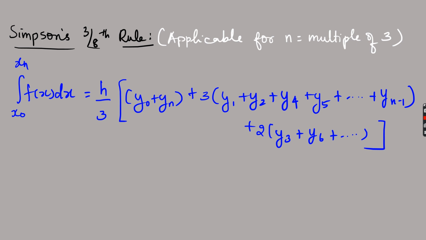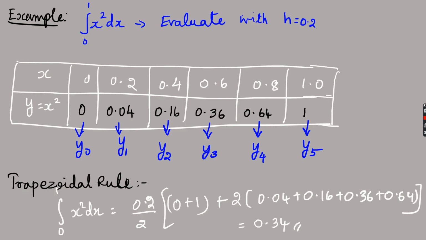So I will give you one example for the trapezoidal rule, and you can use the same example to check whether it is valid for Simpson's or Simpson's 3/8 rule. So here, integral 0 to 1 of x square dx, you have to evaluate this with h equal to 0.2. So h is given, and you just form a table of x and y, and you write the step size starting from 0 to 1. The x values will be from 0 to 1, and the interval should be 0.2.